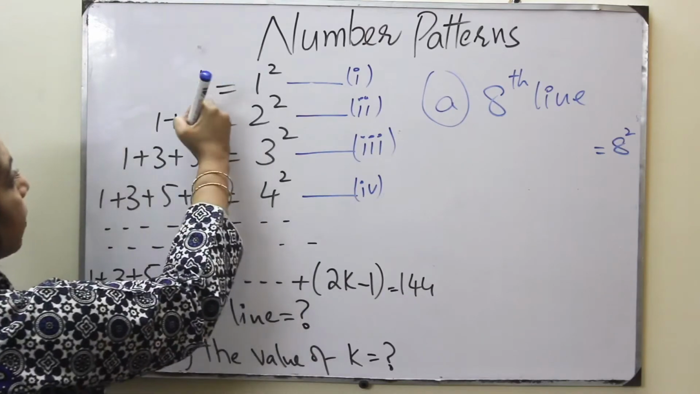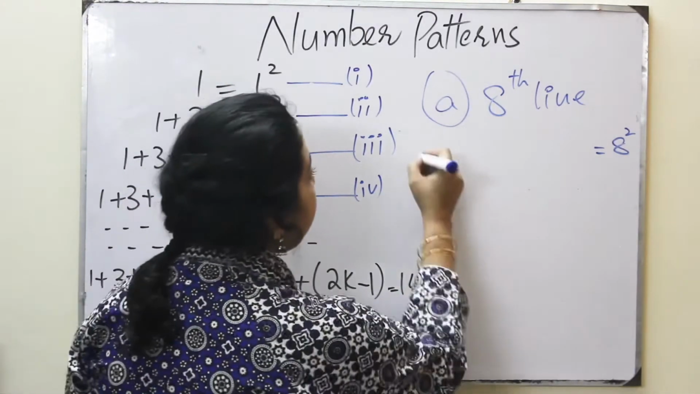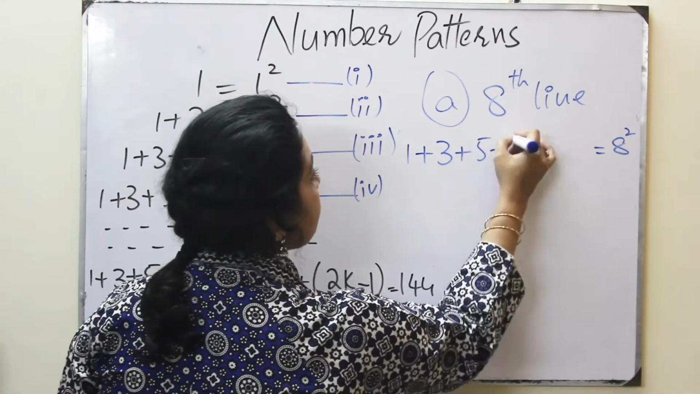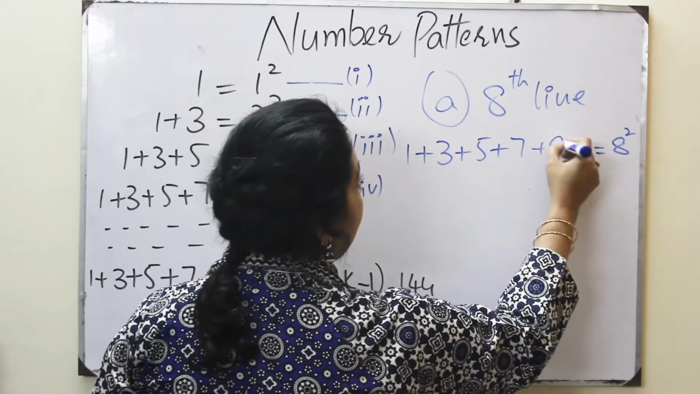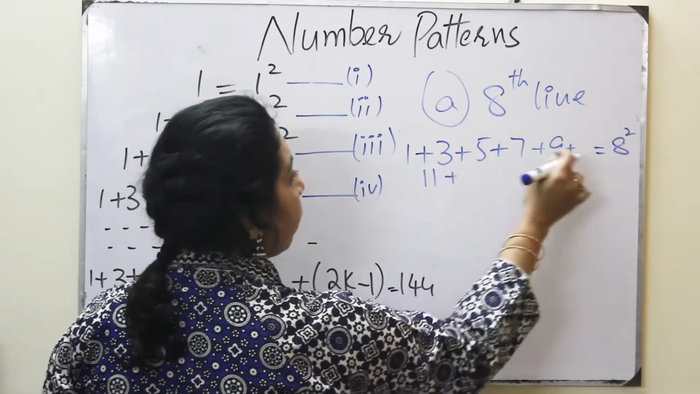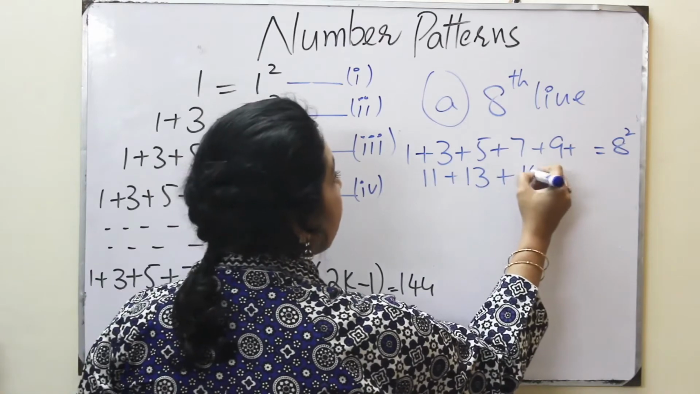In the first line there is only one odd number, in the second line there are 2 odd numbers. So in the 8th line we have 1 plus 3 plus 5 plus 7, 4 odd numbers. Then we have 9, then we shall have 11, then 13 and 15, the 7th odd number and 8th odd number.